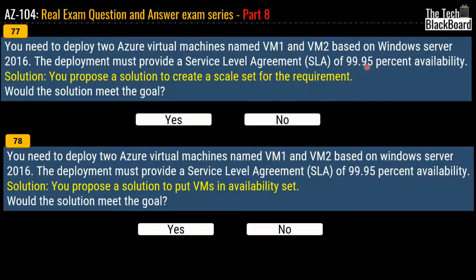So basically, the ask of the question is that you have to ensure the availability of the application to 99.95%. It's not asking you to scale up or scale down the application based on the demand. So that's not the ask of the question, and that's why scale set is not a valid option.